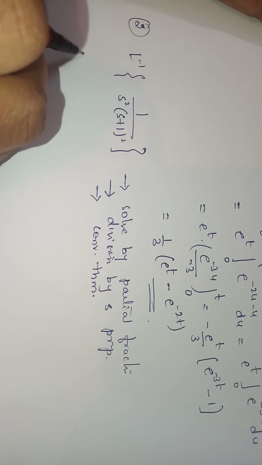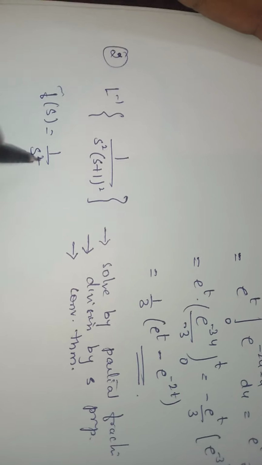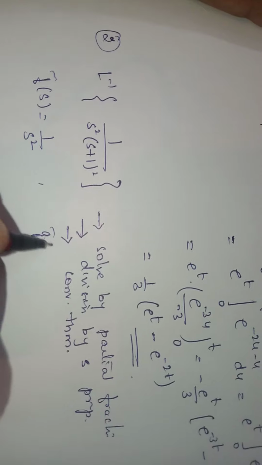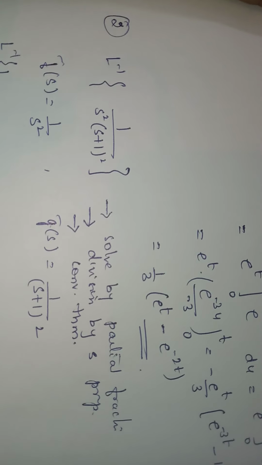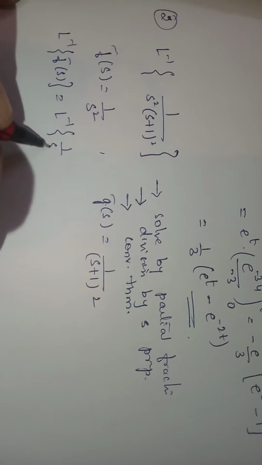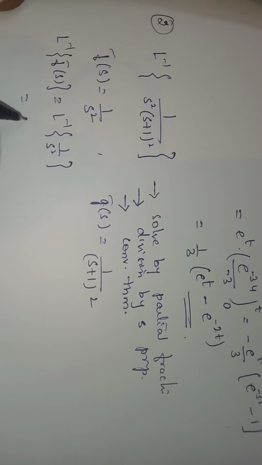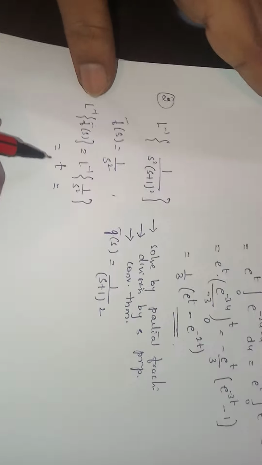So now here you can select your two functions, f bar of s as 1 by s square and g bar of s as 1 by s plus 1 whole square. Find out the Laplace inverse of f bar of s and find your f of t. Laplace inverse of 1 by s square is t. You write this as t.